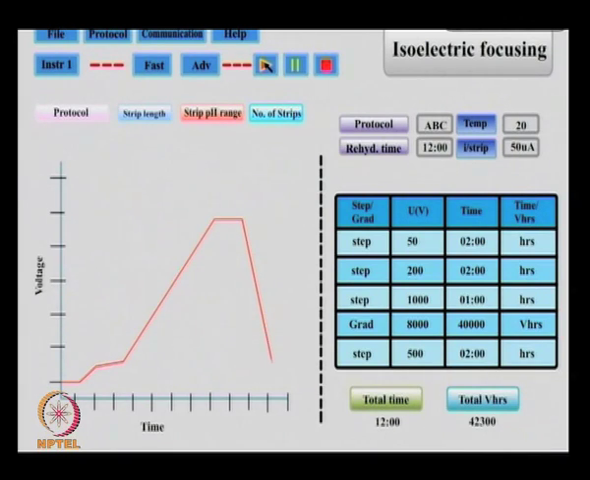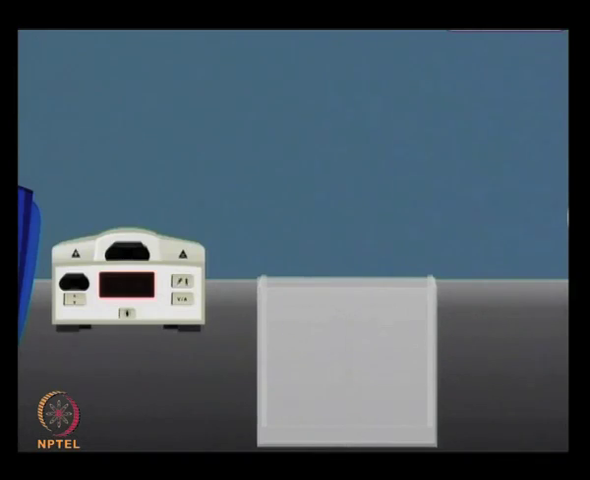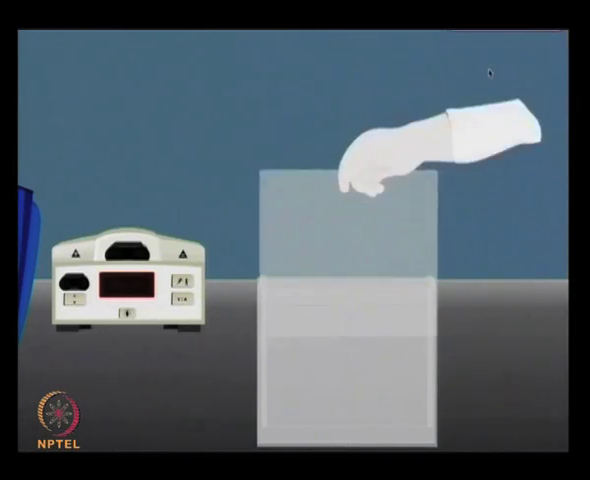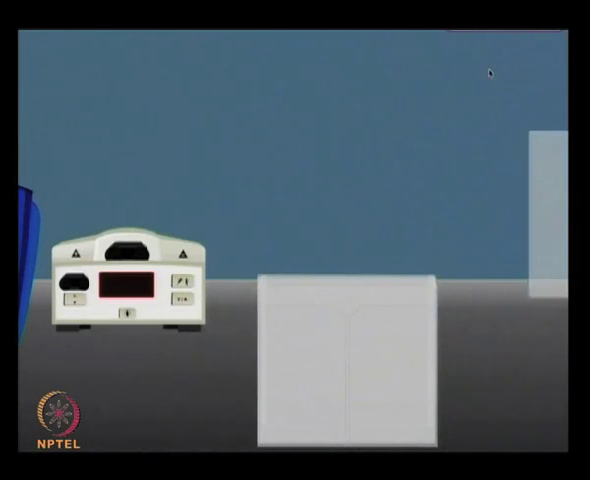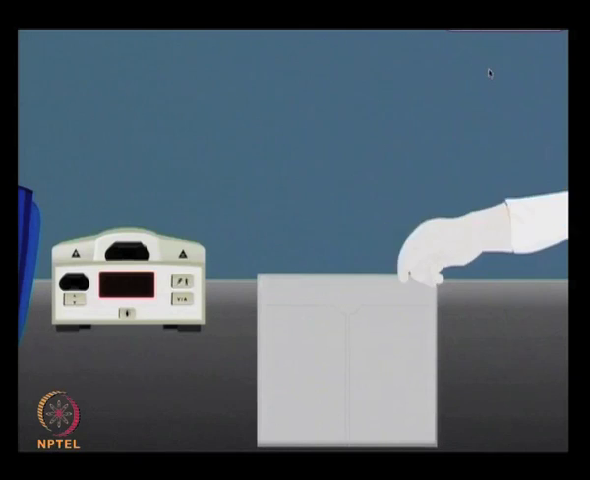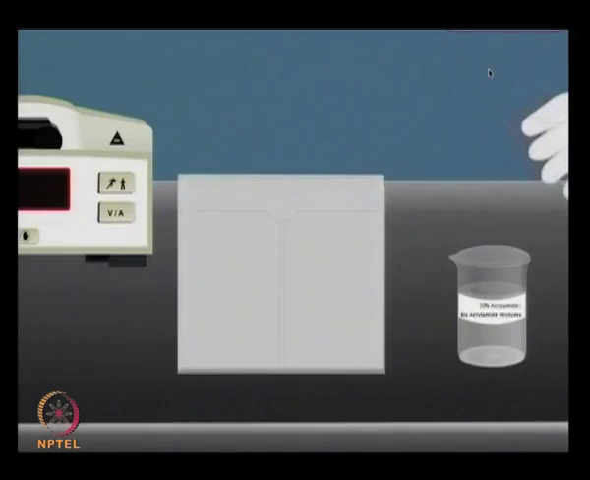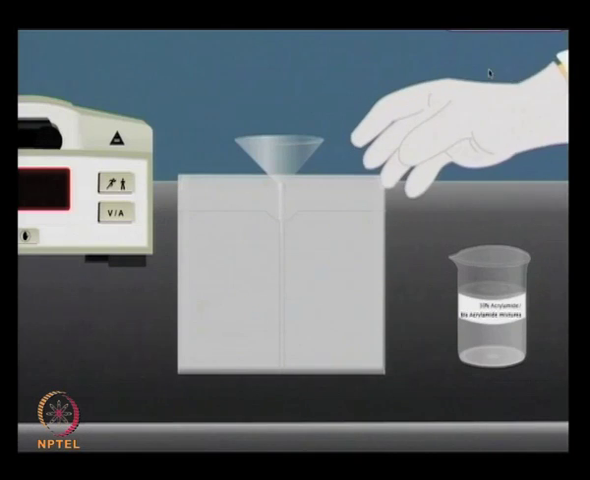You can monitor the focusing progress on the software, and you need to ensure that focusing is proper. During the IEF, proteins will migrate along the strip and come to rest at a point when their net charge becomes 0, which is known as their isoelectric point. After the IEF is done, then we need to separate the proteins in the second dimension on SDS-PAGE. Remember, in between you have to do the equilibration of the strip as well.